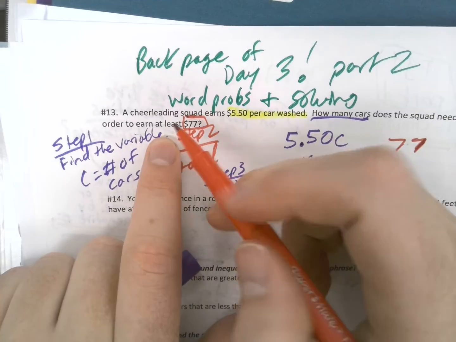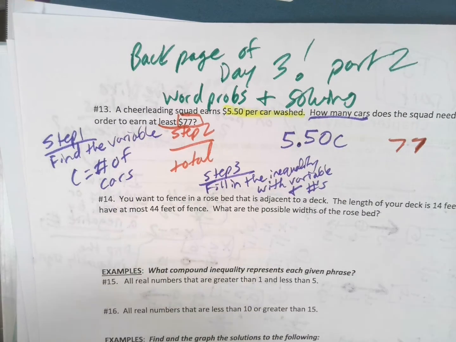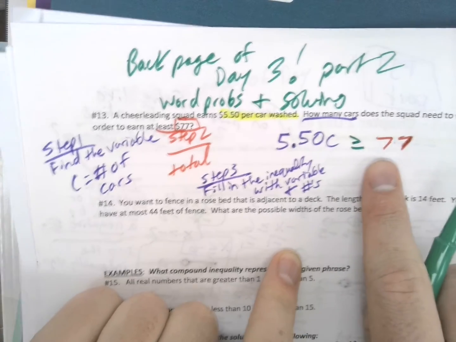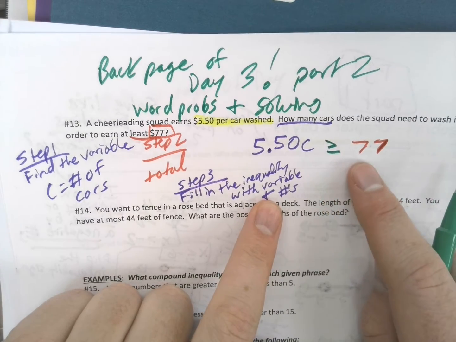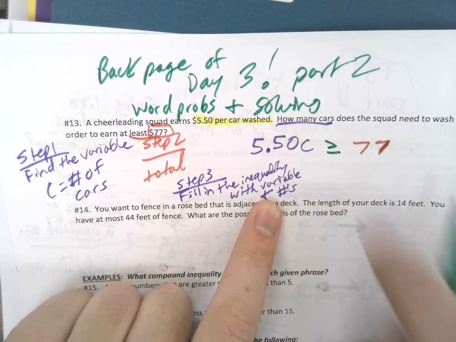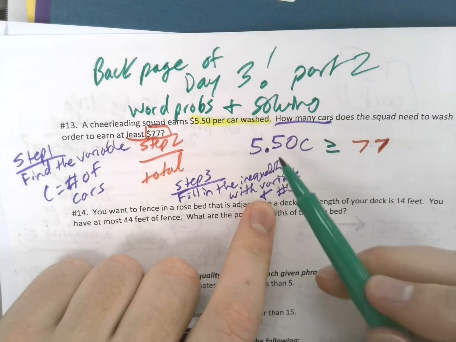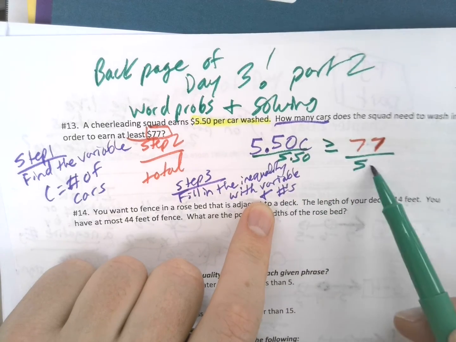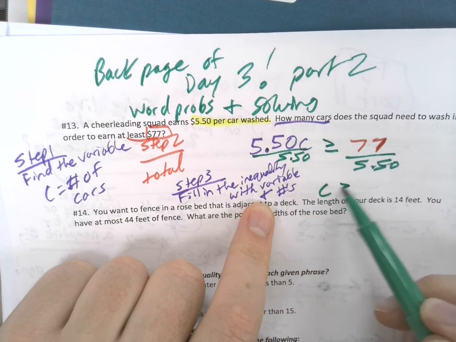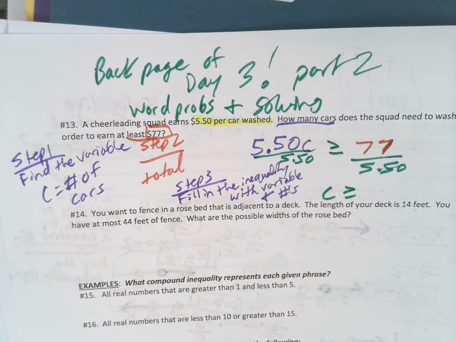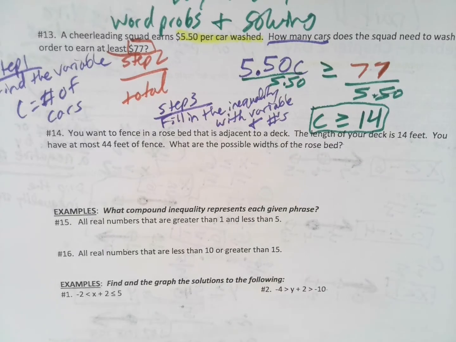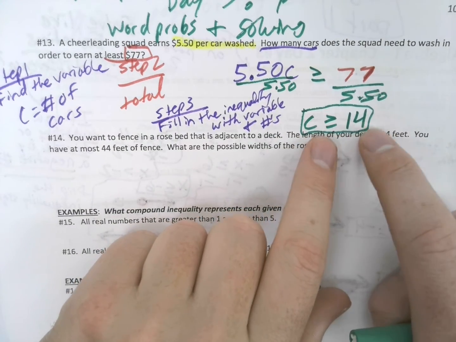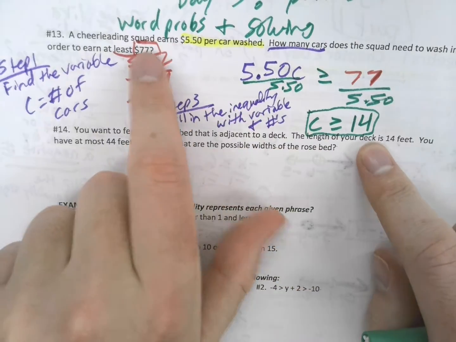Well, they need to earn at least $77. So wouldn't it make sense for them to shoot for greater than or equal to $77, right? You don't want to undershoot it. You want to go greater than or equal to what you're trying to go for. And so when we go to solve this, we divide by $5.50. And how many cars is it looking like they're going to have to wash, guys? Looks like they're going to have to wash more than or equal to 14 cars. So 14 or more cars before they reach that $77 limit.